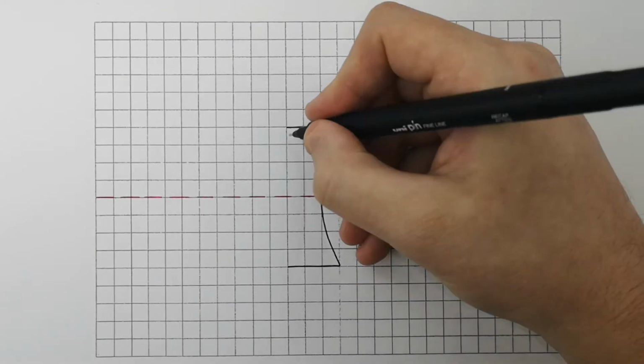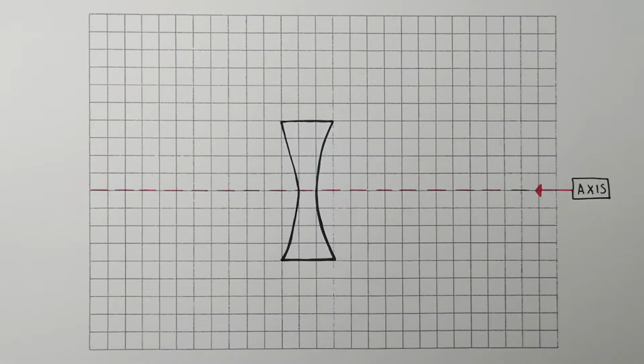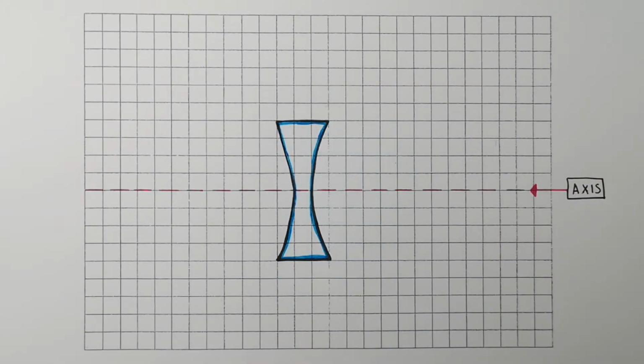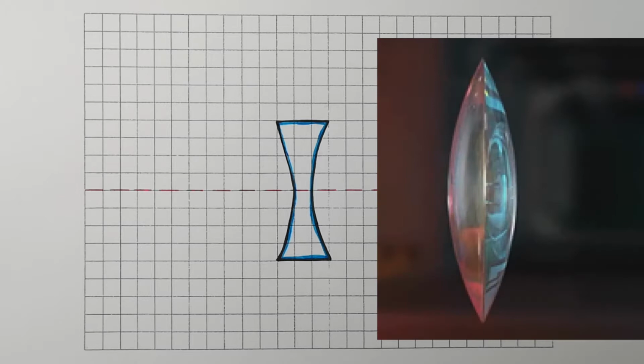What I'm drawing here is a concave lens. It's a concave lens because it caves in on either side. It's not a convex lens like the one shown here, which bulges out on either side.